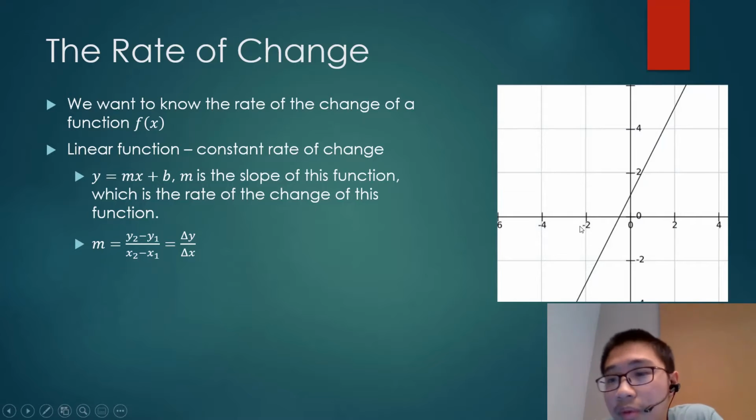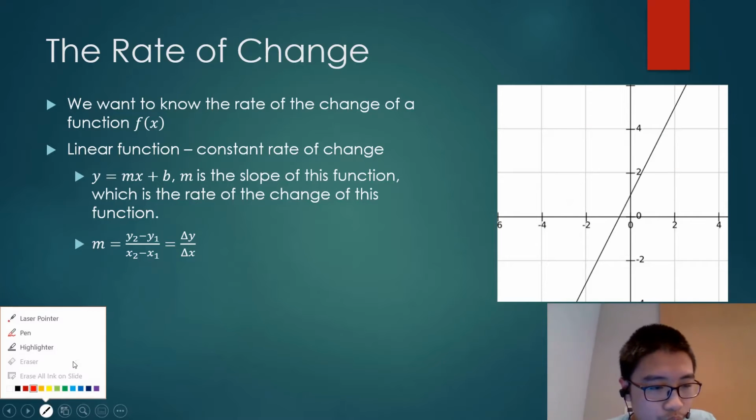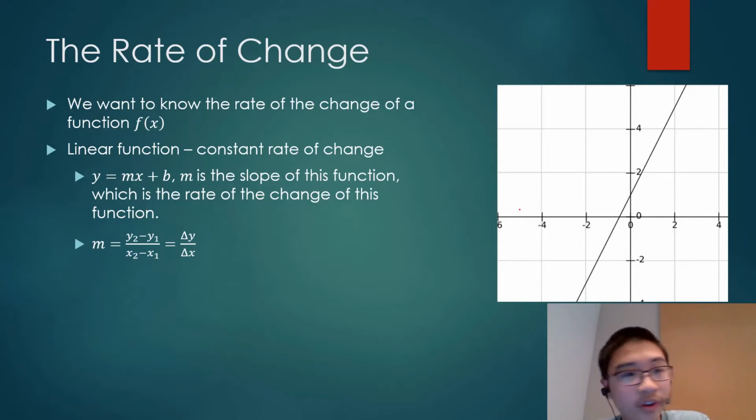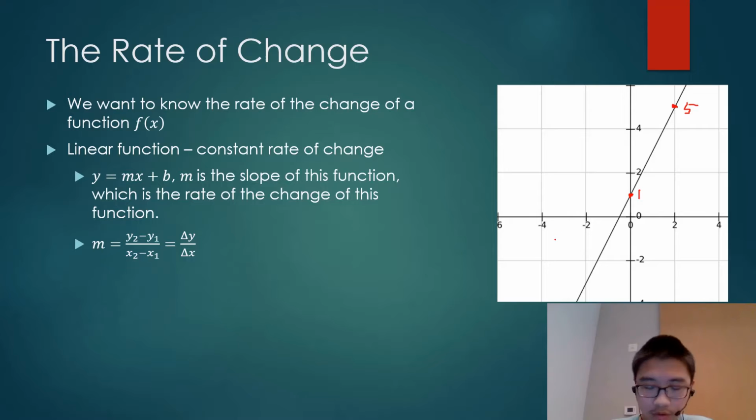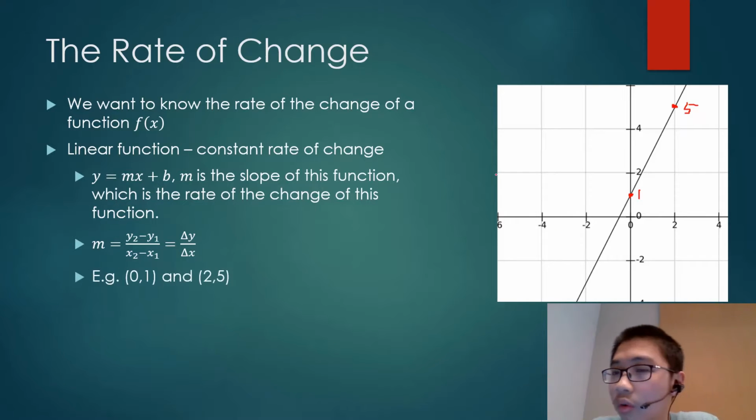Okay, so we have an example. On the right side, you have a graph of a linear function. Let's find 2 points to calculate the slope of this function. The first point is 0, 1, and the second point is 2, 5. So we have 2 points, 0, 1 and 2, 5.